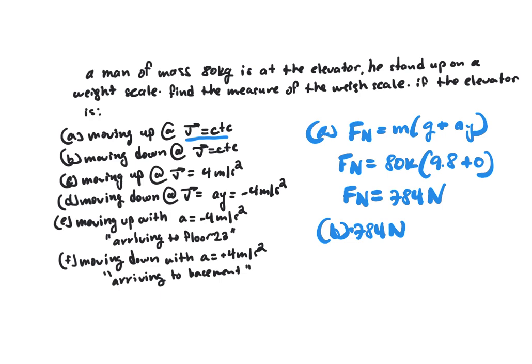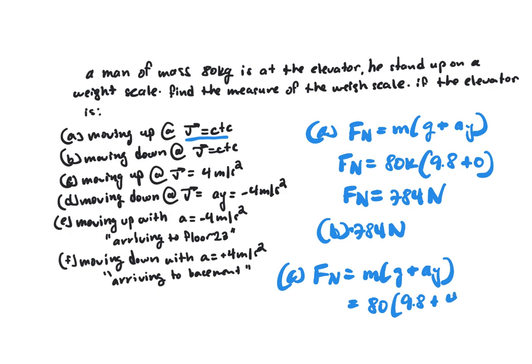So part C, it says moving up at a velocity of 4 meters per second. So just write that in our formula. Mass, gravity plus acceleration in our y. We have 80 times 9.8 plus our 4.